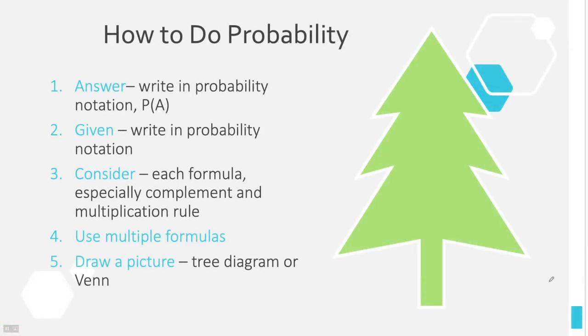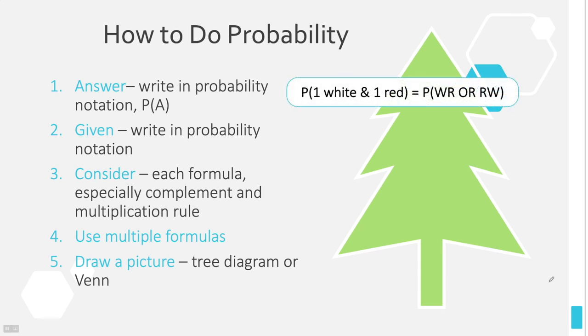And so what we're going to do is we're going to go through and write down what our probability question is, what it is asking us, but we're going to use probability notation to do that. We're going to also write down what we were given using probability notation. We're going to consider each and every formula on the formula card, and we're going to be willing to use multiple formulas. We're going to have to on this one. And we're going to draw a picture. We're going to explicitly draw a tree diagram to help us answer this. We could have stopped at number four and just used multiple formulas, but I find that the tree diagram helps us use multiple formulas without us maybe even realizing what we're doing in using the multiple formulas.